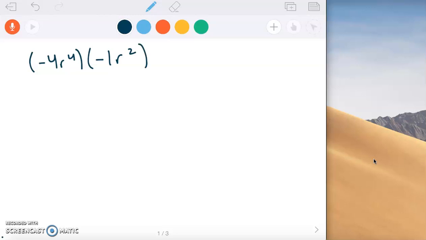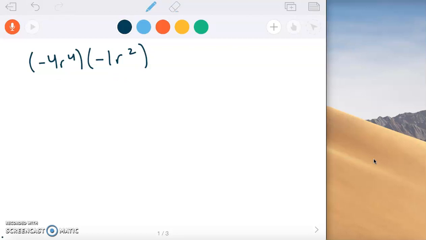So one of the things that we have here, we have numbers and we have variables, right? We have our coefficients here and our variables here. Remember, when we're multiplying like this, we want to multiply the numbers together and then we want to multiply the variables together. Now remember, this does not apply if you had addition or subtraction inside of those parentheses. Then you're no longer multiplying monomials. In this case, we just have monomials.